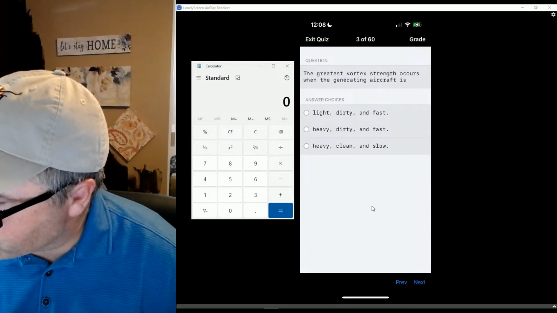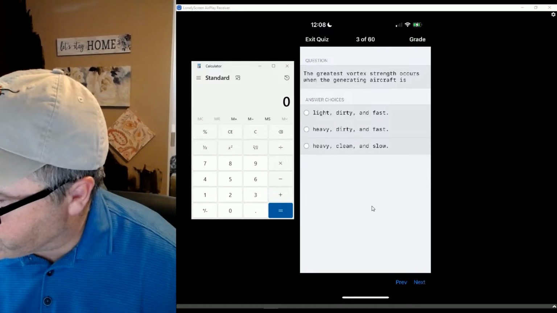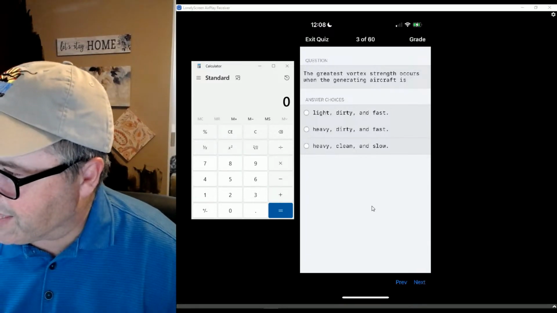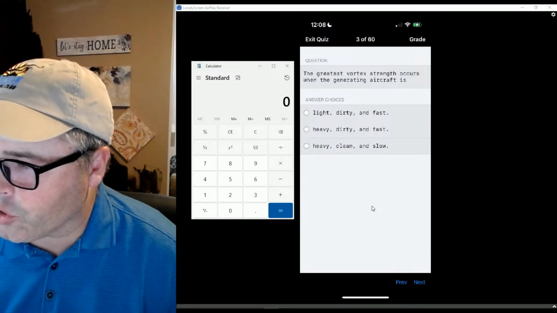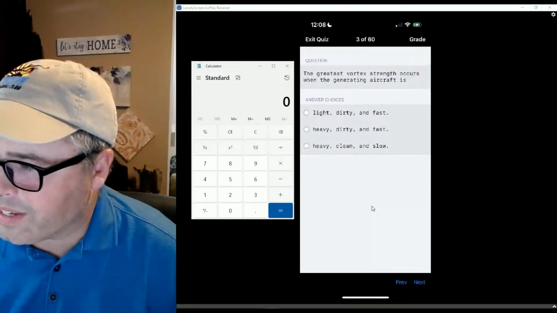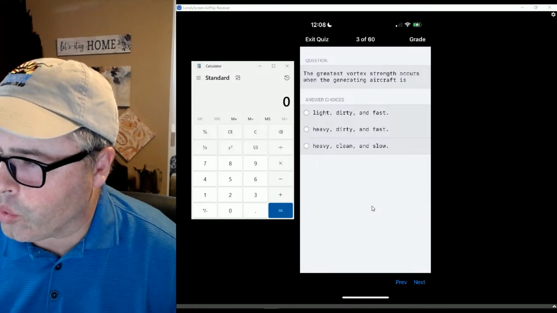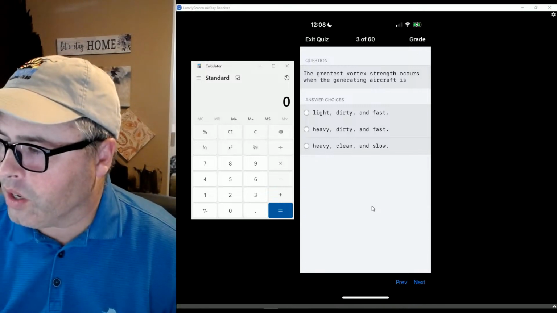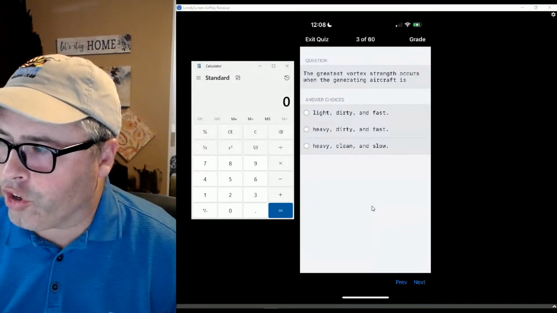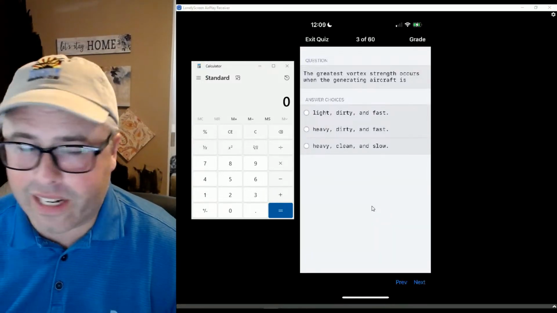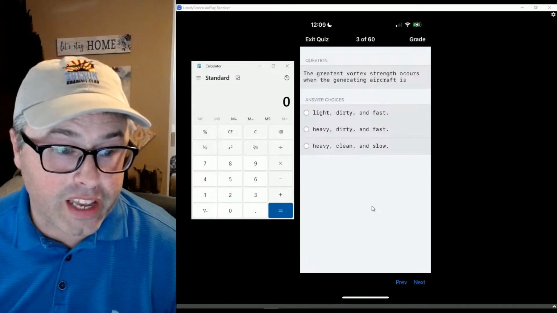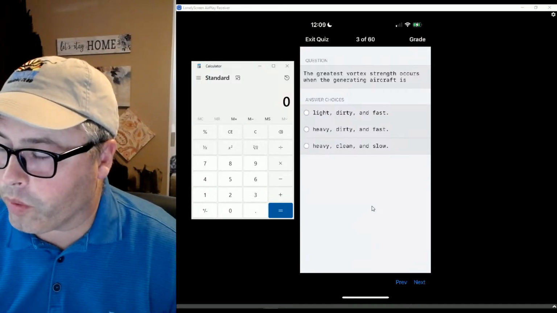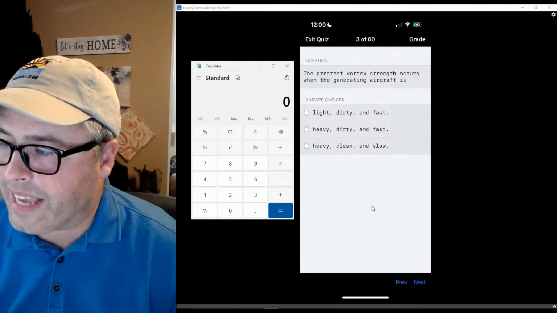The greatest vortex strength occurs when the generating aircraft is light, dirty, and fast, heavy, dirty, and fast, or heavy, clean, and slow. So this is wingtip vortices is what they're asking here. Your wingtip vortices, light or heavy? Well, if the aircraft is heavy, it's generating more lift. So therefore, definitely the greater vortex strength will happen when it is heavy.